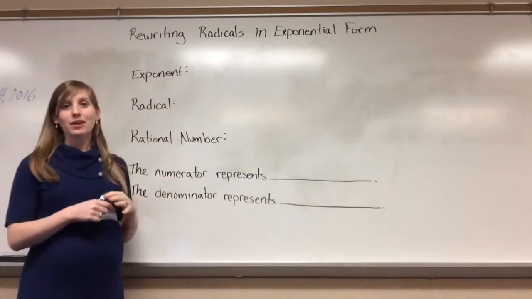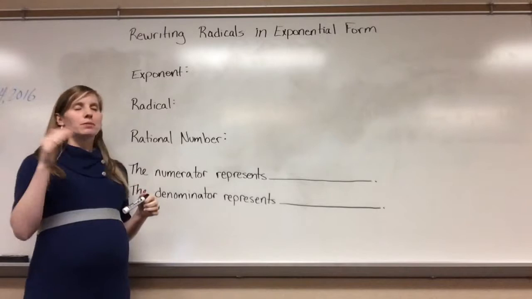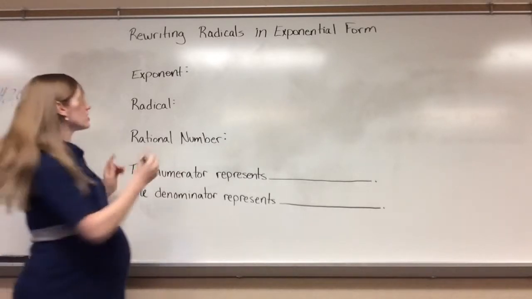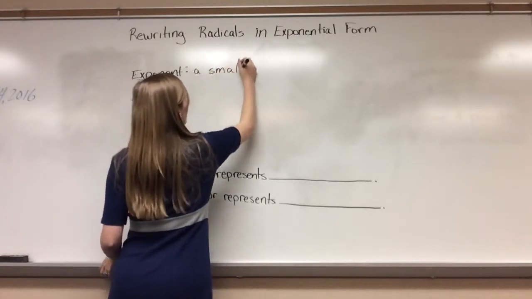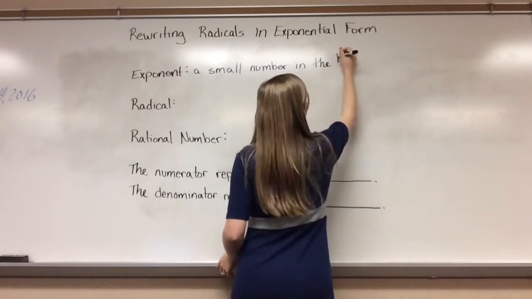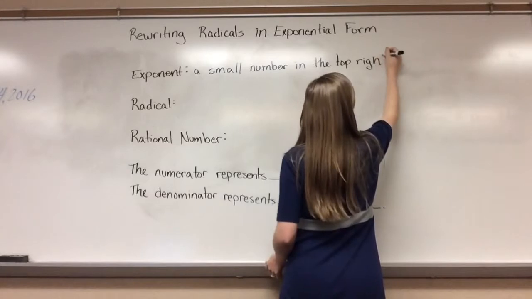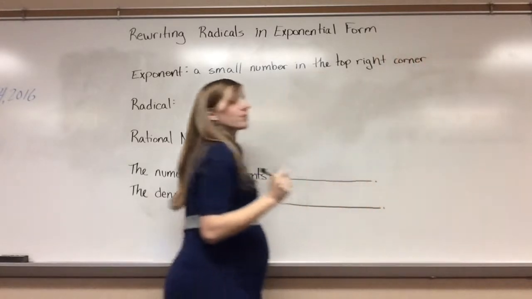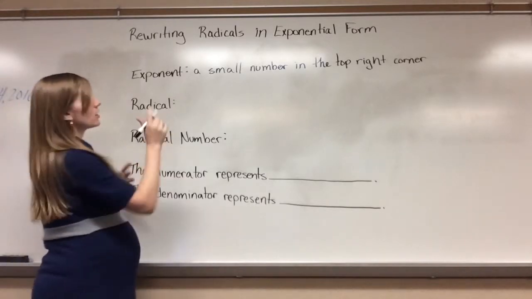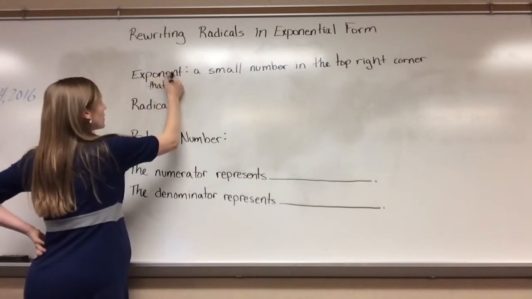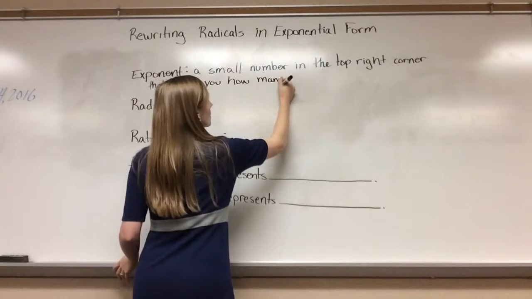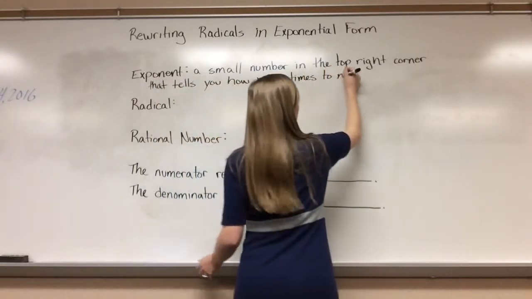So first one is an exponent. We've used exponents before, when we did order of operations, but let's review it and make sure that you remember what an exponent is. An exponent is just the small number in the top right corner of another number. That's where it's located, small number to the top right. It tells you how many times to multiply a number by itself.